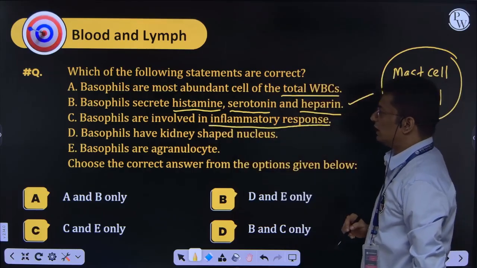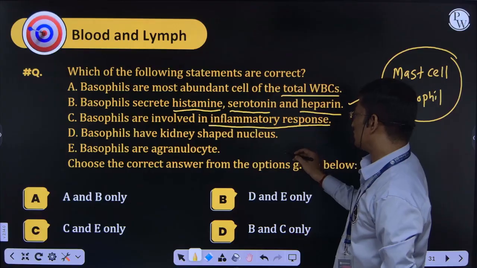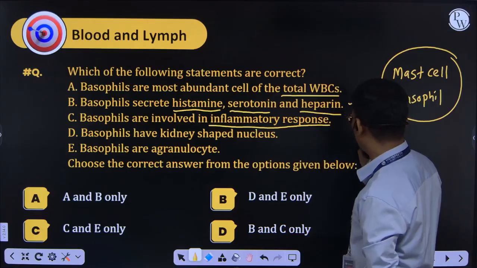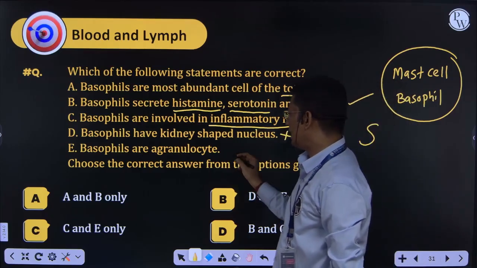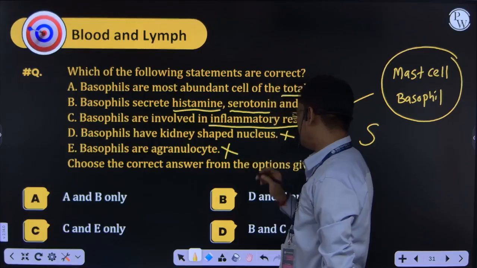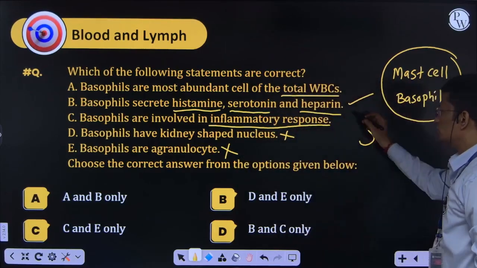Correct. Basophils have a kidney-shaped nucleus? Basophils have an S-shaped nucleus, not kidney-shaped. So this is not correct. Basophils are agranulocytes? Basophils are granulocytes. So these two things are correct.